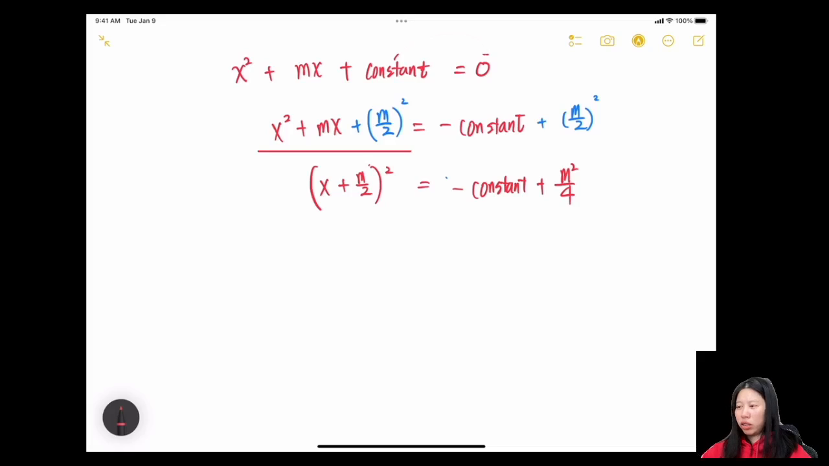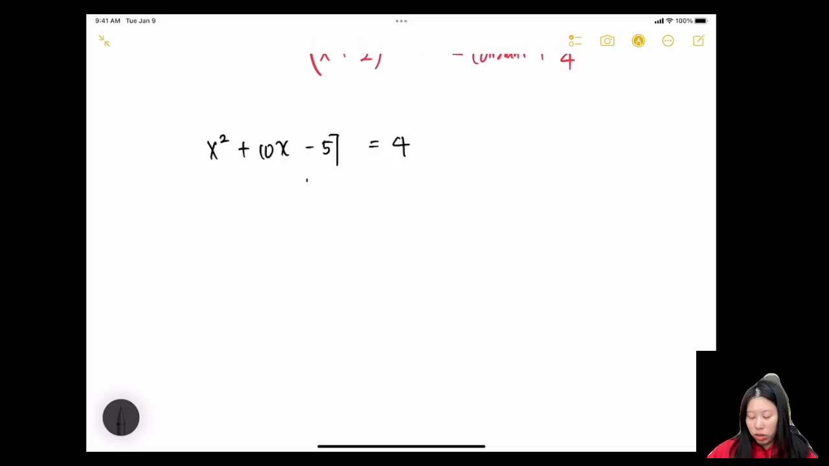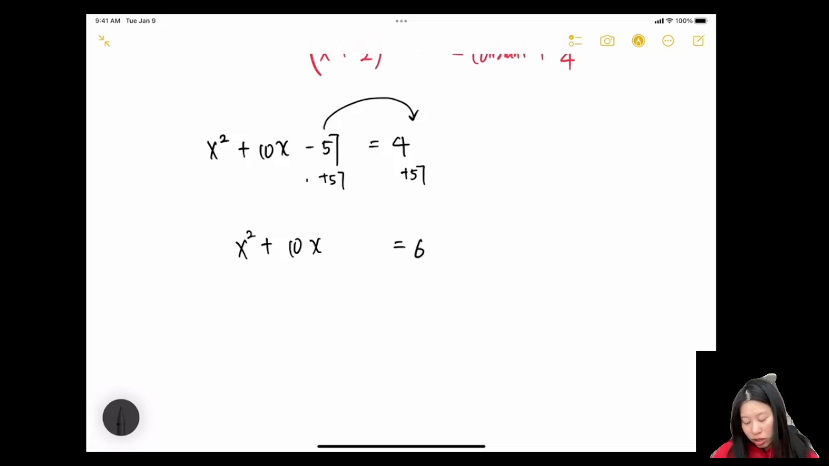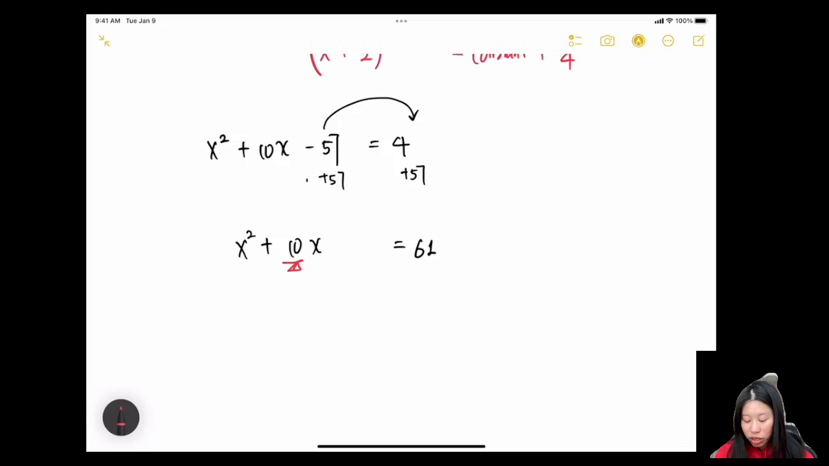So let's do this one. I have x squared plus 10x minus 57 equals 4. The first step is you want to move all the constants to the right side. So I want to add 57 on both sides. I have x squared plus 10x equals 61. And then we want to add half of this number.